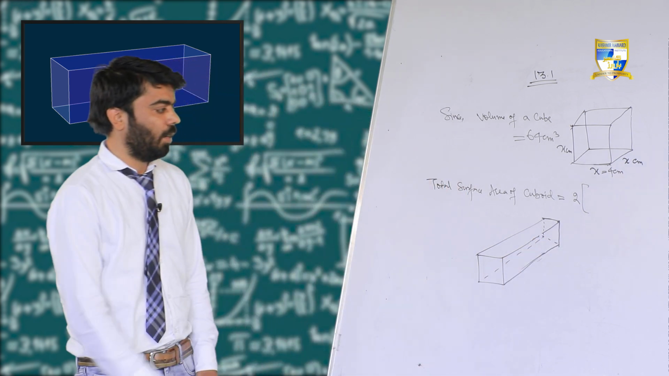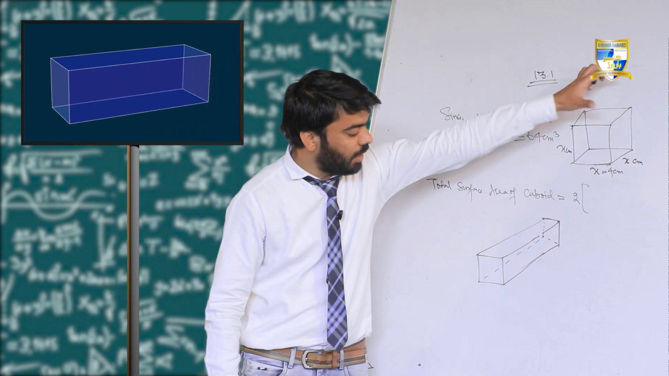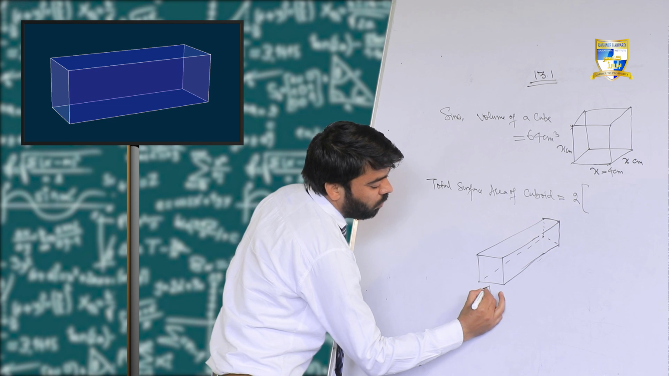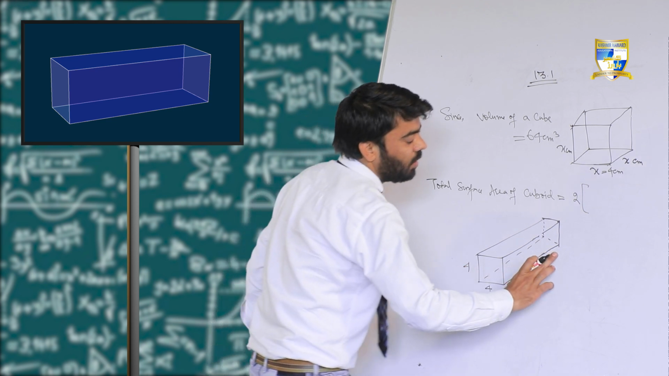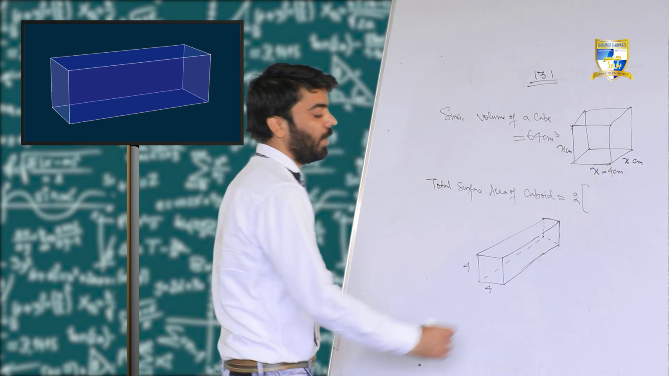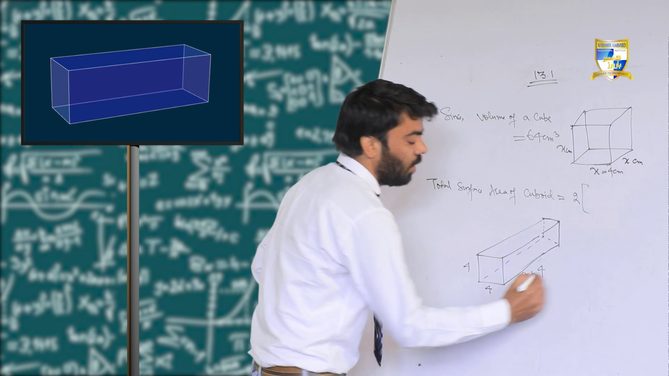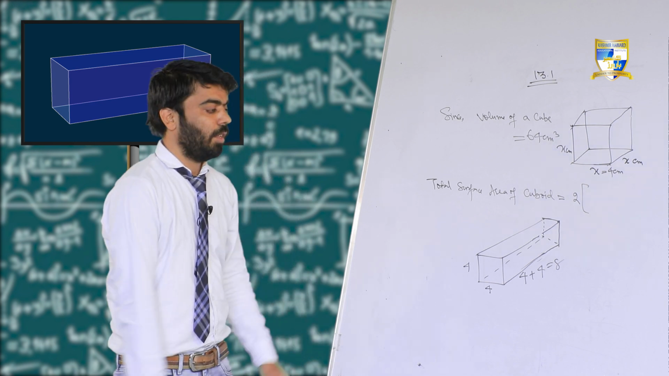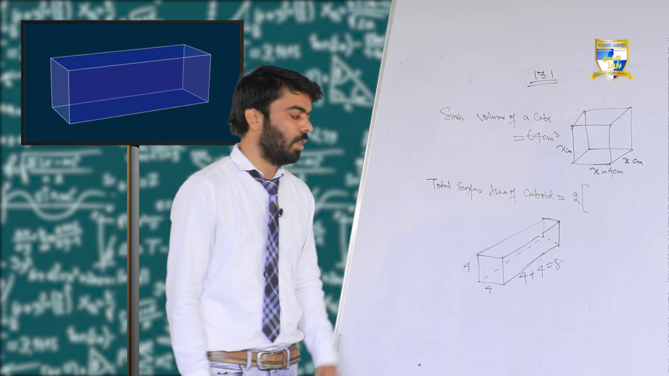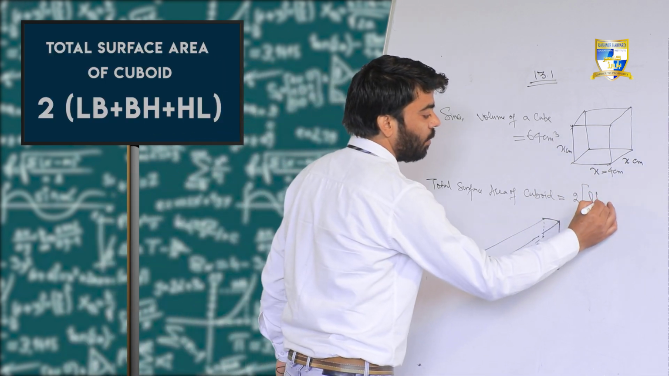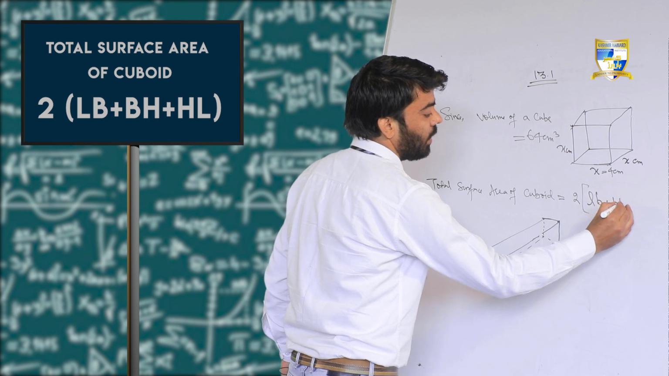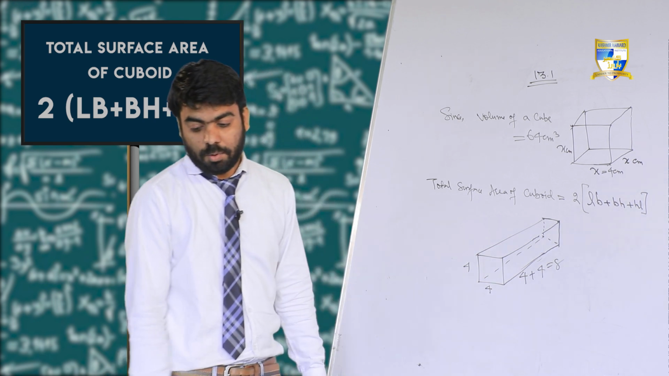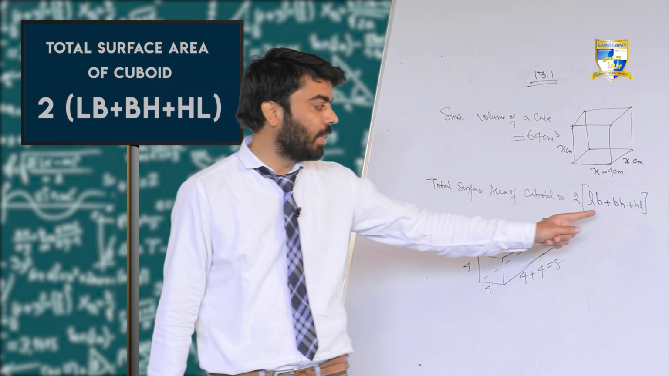This is a cuboid here, but this is a cube because every side is equal. Here you have x is equal to 4. This is also 4, but this will not remain 4. This will become 4 plus 4 because two cubes are joined together. It will become 8. Am I clear? What is the total surface area of this? It's equal to twice length times breadth plus breadth times height plus height times length. Am I clear about this?